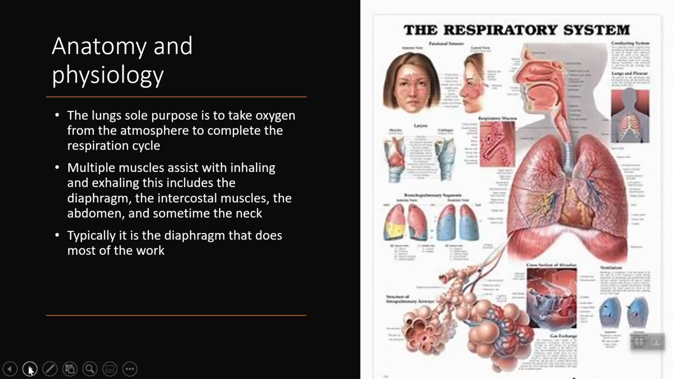Anatomy and physiology. The only purpose of the lungs is to suck oxygen out of the air, out of the atmosphere, so that the body is able to complete the respiration cycle and then release carbon dioxide back into the atmosphere. In order for the lungs to properly function, assistance is required from various structures outside of the lungs, such as the muscles from the diaphragm, the intercostal muscles, which can be located between the ribs, the muscles from the abdomen, and even in some cases, the muscles in the neck, though the diaphragm does the majority of the heavy lifting when it comes to assisting the lungs with breathing.